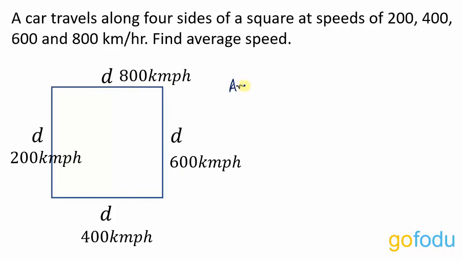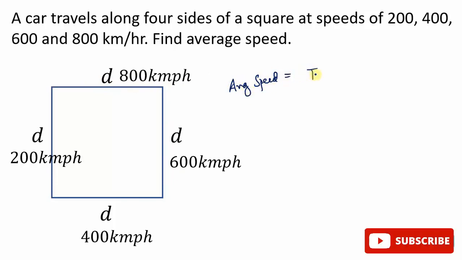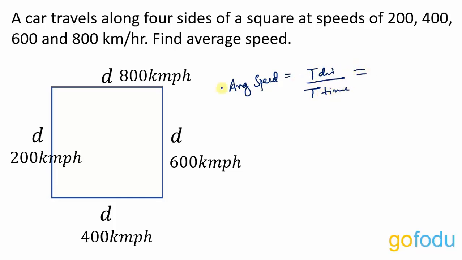We have average speed, total distance upon total time, which will be equal to total distance d plus d plus d plus d, 4d, upon total time, which will be the sum of time taken in each of these individual parts. Like here the distance is d and speed is 200, so time will be distance upon speed, d upon 200, plus d upon 400, plus d upon 600, and plus d upon 800.